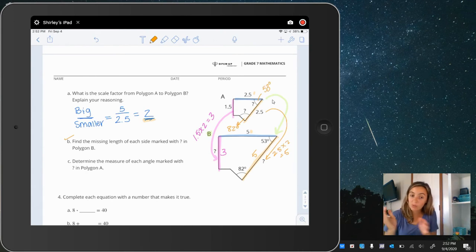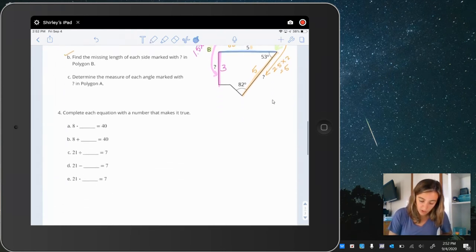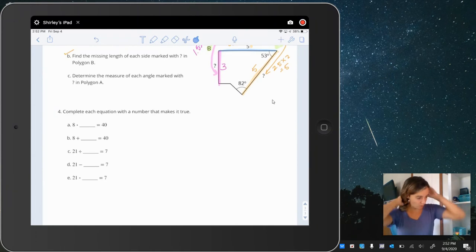Your side lengths are what gets scaled by the scale factor. Angle measures always stay the same. Moving on to question 4. Same thing we had in lesson 1, practicing with multiplication, division, opposite operations, things like that.